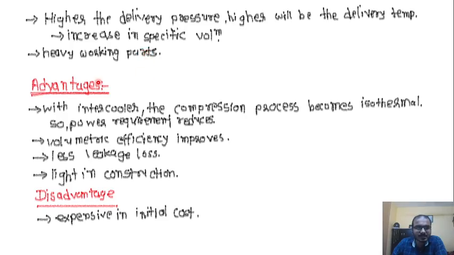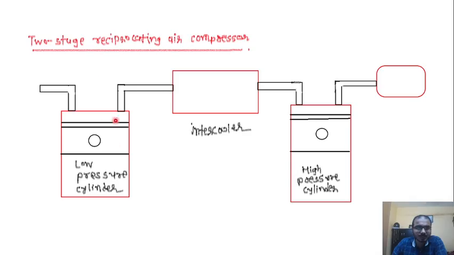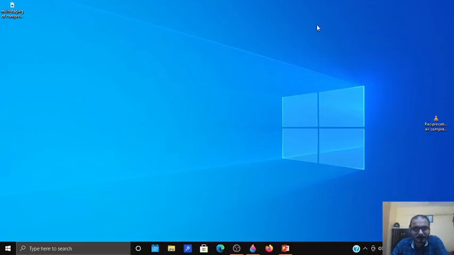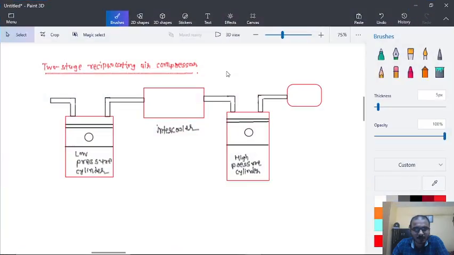And here we discussed a few advantages and disadvantages of multi-staging. Then we were on the two-stage reciprocating air compressor, in which we use an intercooler in between to reduce the work required in multi-stage. So we are going to continue with this in today's lecture. Let's begin. Here we already have our figure that was drawn in our previous lecture, and we will continue from here only.